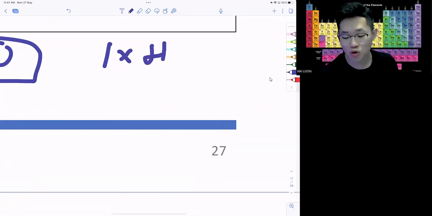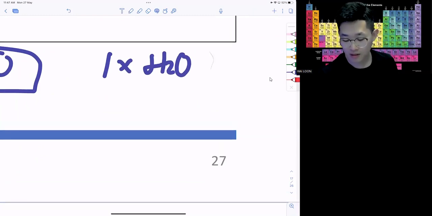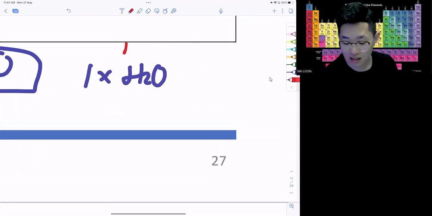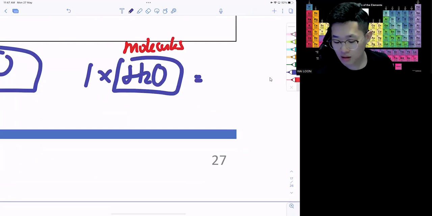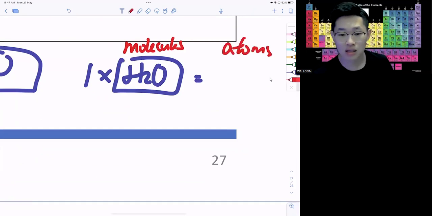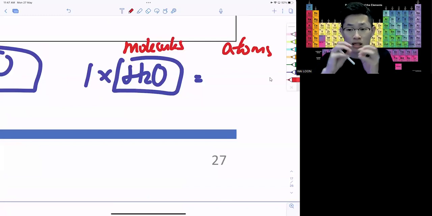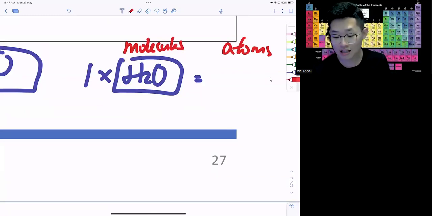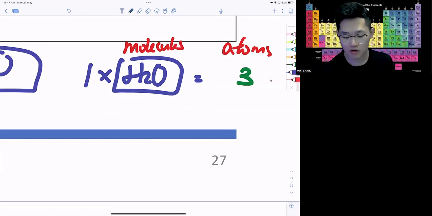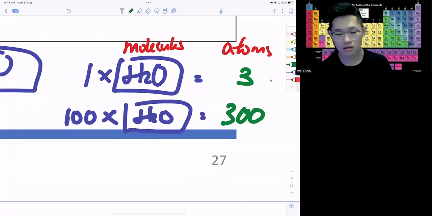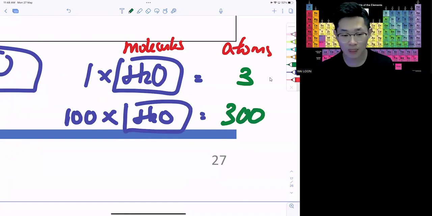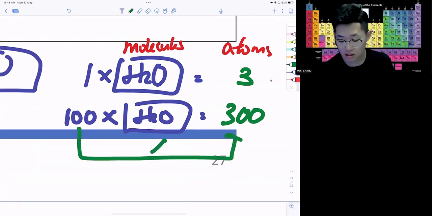You ask yourself, if you have one H2O molecule, one water, this is a molecule. One H2O molecule has how many atoms? It can be separated into 3 atoms, right? Then if you have 100 H2O, how many atoms? Student will tell me that 300. One H2O is 3, 100 then 300. How did you get the answer? Times 3.